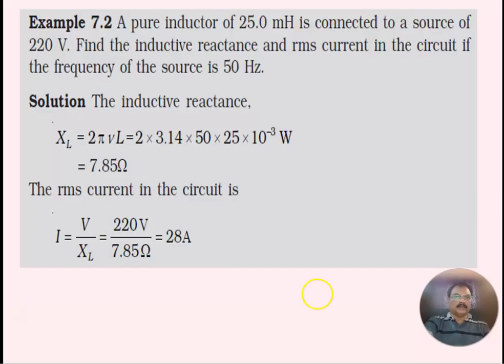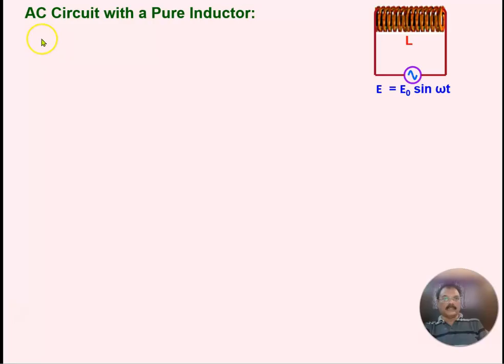My today's question is: a pure inductor of 25 millihenries is connected to a source of 220 volts AC. Find the inductive reactance and RMS current in the circuit if the frequency of the source is 50 hertz. Let us understand what happens when an inductor is connected to an AC source.